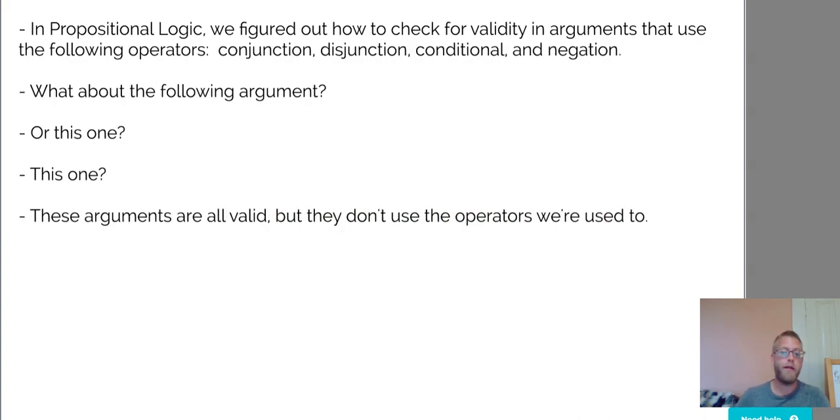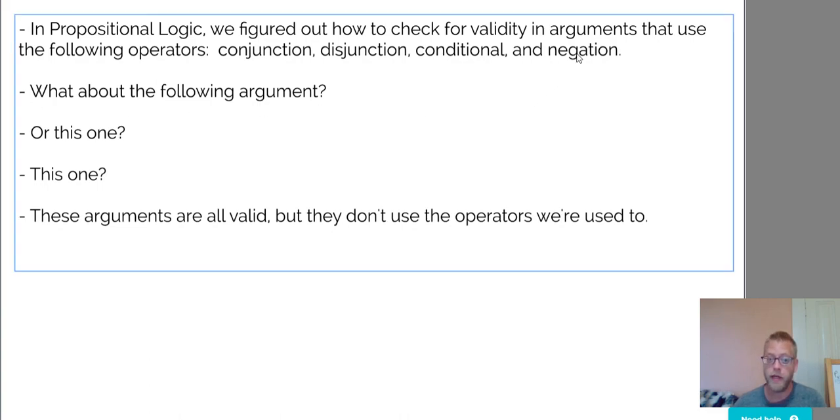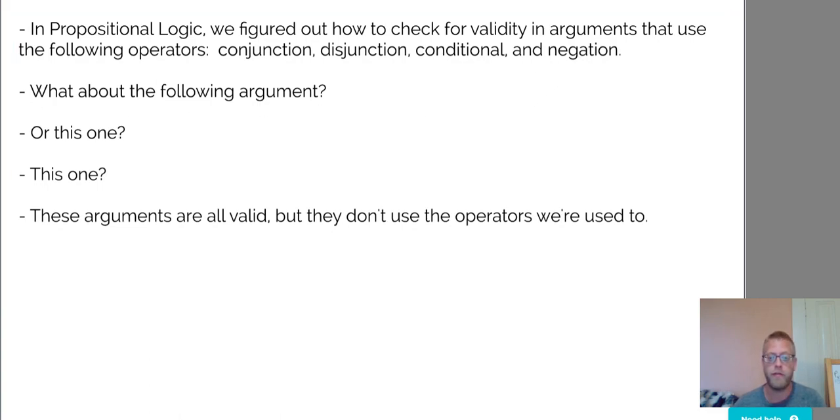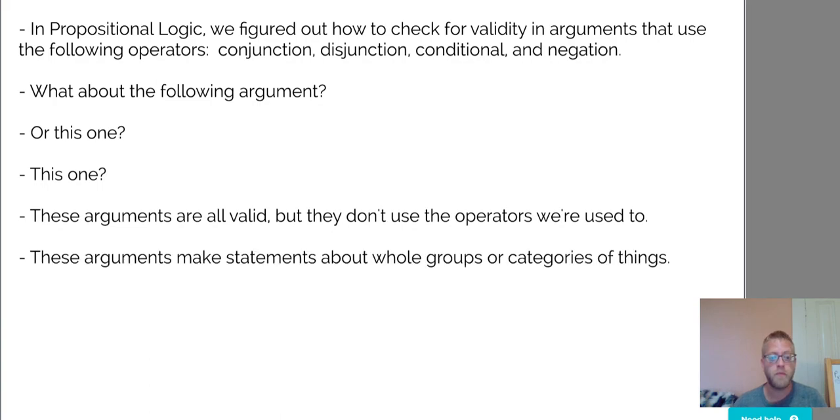So they're all valid, but they don't really use those operators that we're used to so far, right? The conjunction, disjunction, conditional, and negation. It does use negation, but it's slightly different from how we're used to it.